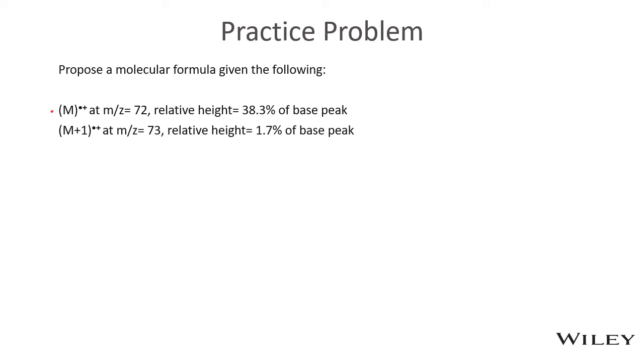Now, our molecular ion has a mass of 72, so this is going to be equal to the molecular weight of the entire compound. Now, the molecular ion peak is about 38.3% of the base peak. So since the molecular ion is not the base peak, it means that this compound readily fragments. Now the M+1 peak has a relative height of about 1.7% of the base peak. Now we know it's the M+1 peak because it's 1 greater than the molecular weight of the compound.